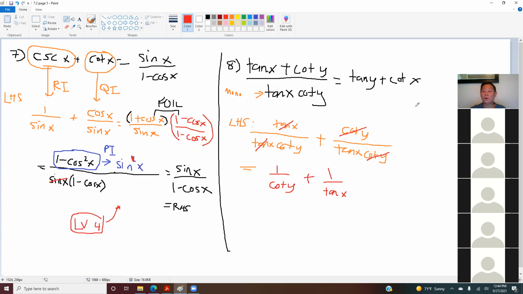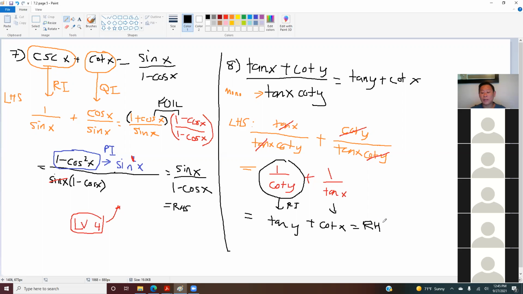And if you look at your right-hand side, can you tell me how you change this to become this? What kind of identity do you use? Yep, so both of these we will use reciprocal identity. And if you use a reciprocal identity, this fellow will become tangent y. And this fellow will become cotangent x. And that will be the same as your right-hand side. Now, this is not tough, okay?